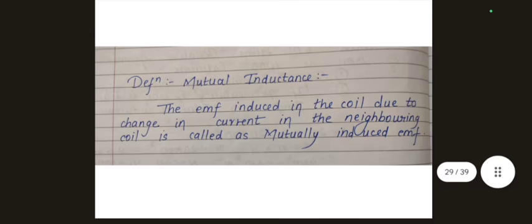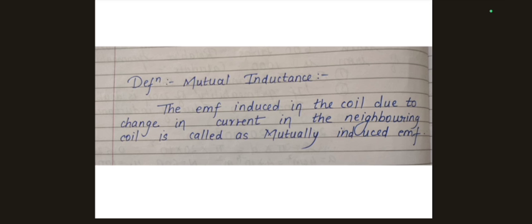Now let us come to the topic of mutual inductance. What is mutual inductance? We have studied. It is the EMF induced in the coil due to change in current in the neighboring coil, and it is called mutually induced EMF. This is a PYQ, which we have to find out. Mutually induced EMF, we have to derive the coefficient of coupling and all. So we will see that.